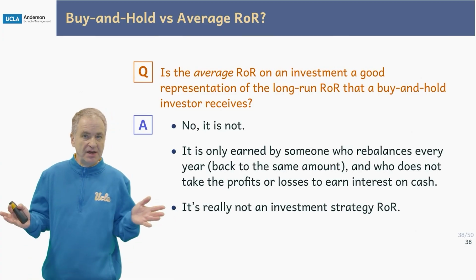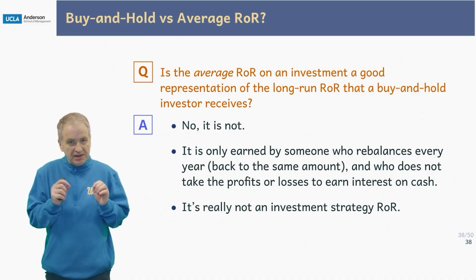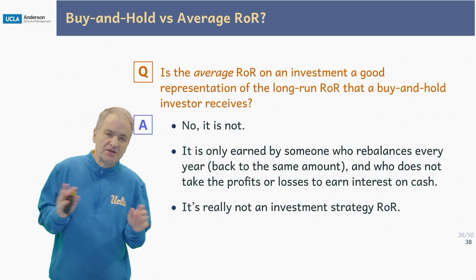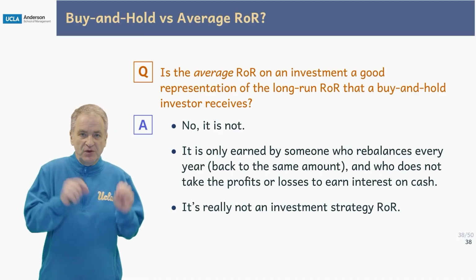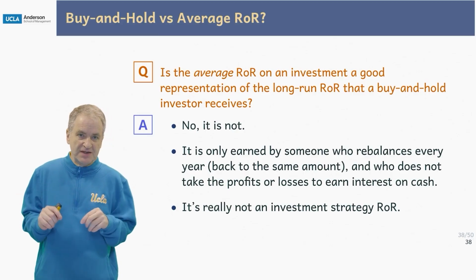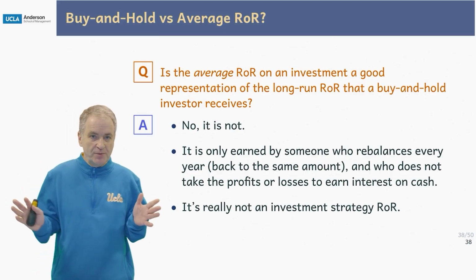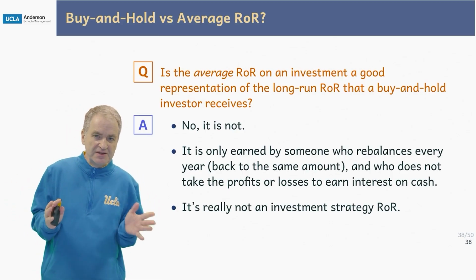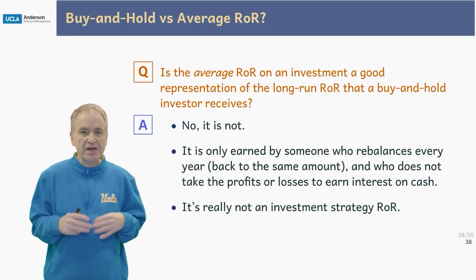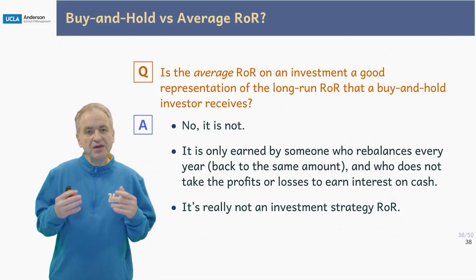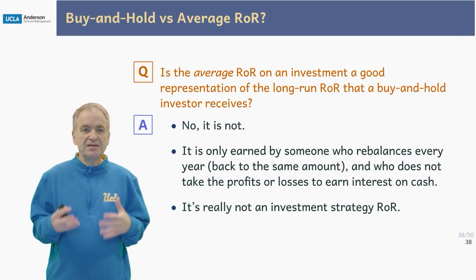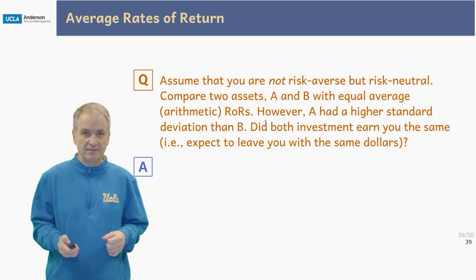No, absolutely not. The arithmetic one corresponds to an investment strategy if you rebalance every year back to the same amount. But frankly, nobody does this. It's really not an investment strategy to think about the arithmetic rate of return. The thing you really are interested in is the compound rate of return.